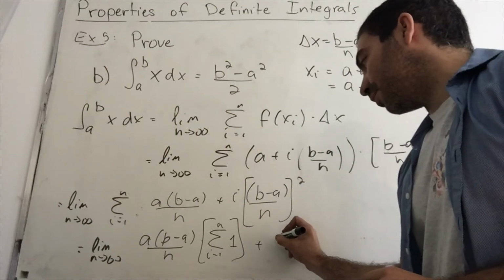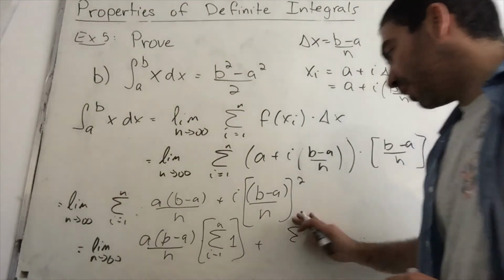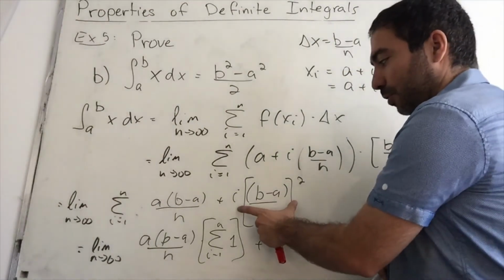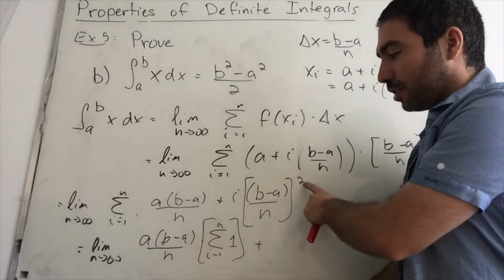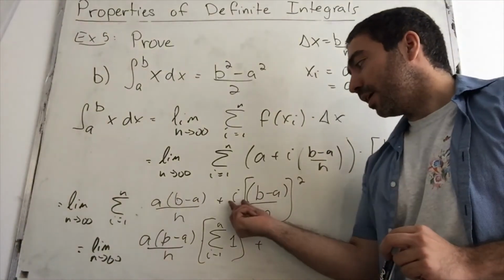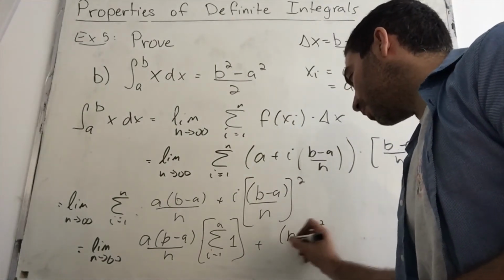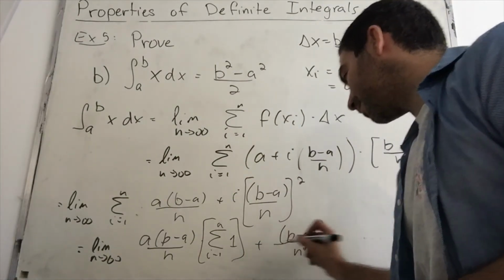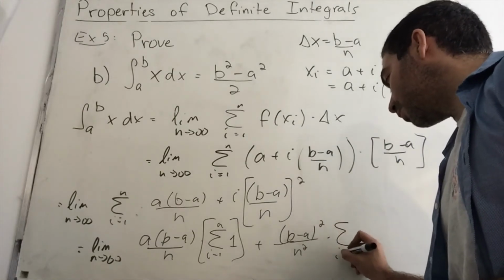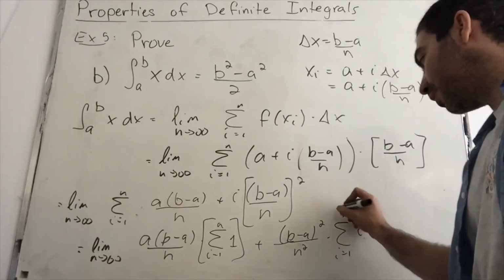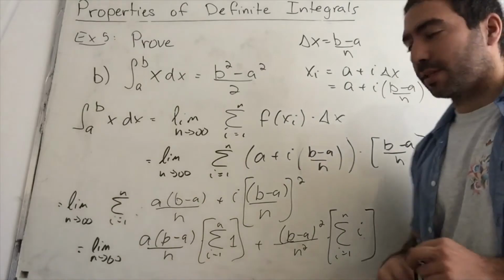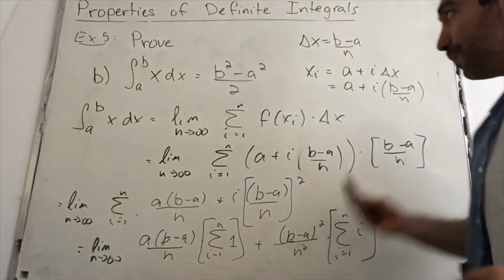Plus, let's take the sum. The second term over here, I'm going to pull out the b minus a over n squared because it doesn't have an i, and leave just the i inside the sum. So we get b minus a squared over n squared times the sum i equals 1 to n of just i. Which again, this, we have a property, we know this. So I'm going to have to erase, give myself a bit more room.